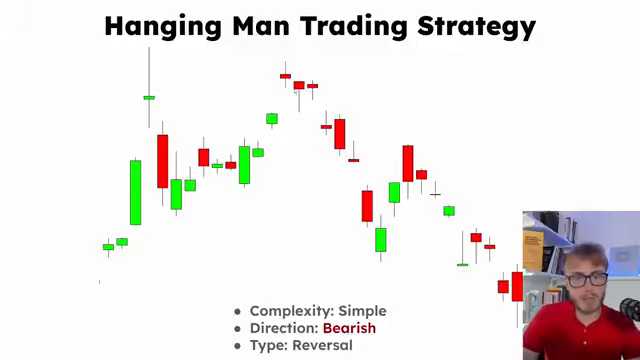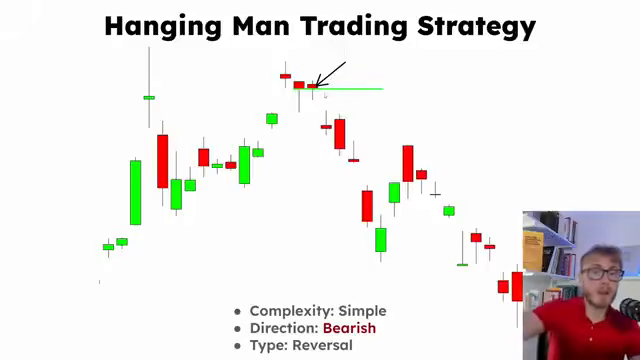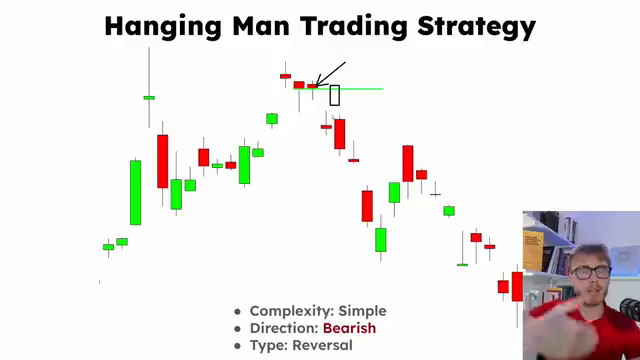As always, the most straightforward entry point is to enter right here at the candle close of the hanging man. But remember that the other strategy was to wait for a confirmation candle. And you can see that this next candle right here was a red candle, but this is actually not a confirmation candle, because in order to be a confirmation candle, we want to confirm a move towards the downside after the pattern. And in order to confirm a move towards the downside, we want to see a candle that at least closes lower than the hanging man. So this candle is not good enough to be a confirmation candle.